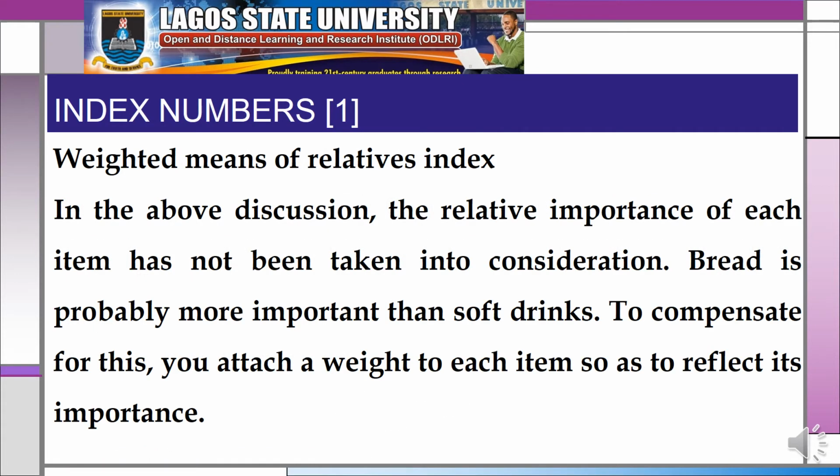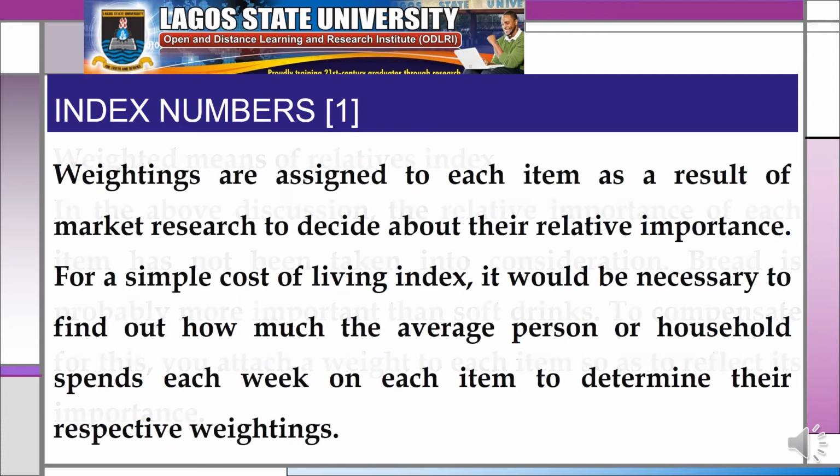Weighted mean of relative index. In the above discussion, the relative importance of each item has not been taken into consideration. Bread is probably more important than soft drink. To compensate for this, you attach a weight to each item so as to reflect its importance. Weightings are assigned to each item as a result of market research to decide about their relative importance. For example, for a simple cost of living index, it will be necessary to find out how much the average person or household spends each week on each item to determine their respective weights.